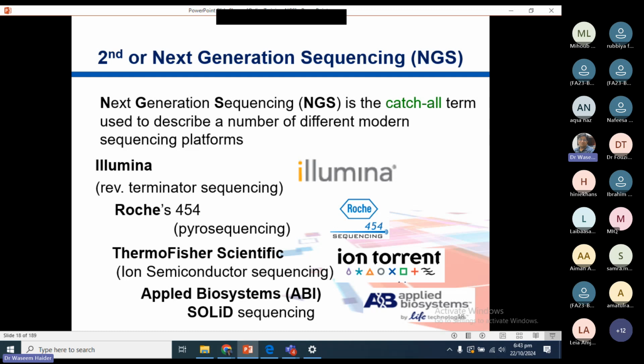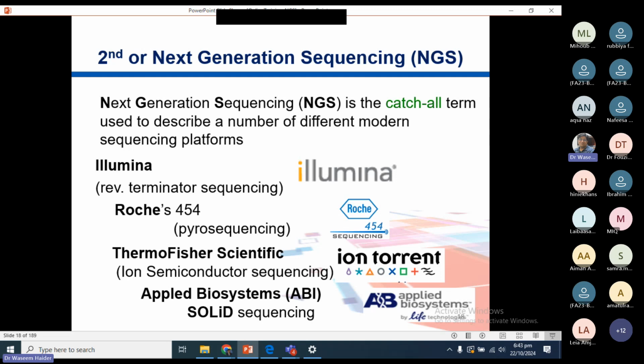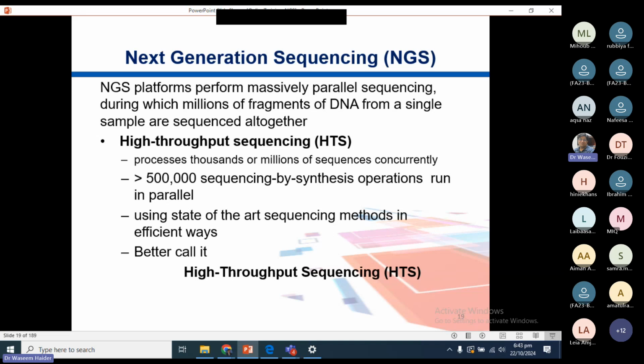SOLiD was sequencing by oligonucleotide ligation and detection, and it quickly lost the market. Initially, when it came out, it was very successful, but somehow they lost the pace, and Illumina got it. I would recommend Illumina because I believe it is the biggest of all and is giving us better results.